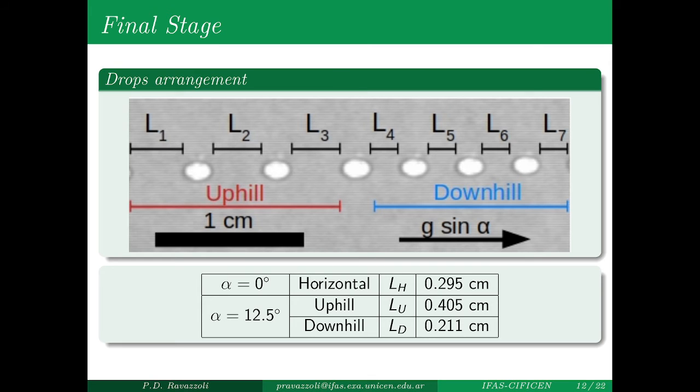In Table 1, I present the typical values of the dewetted length obtained for each case. This gives us the idea that the alpha variation could be used as a method to control the final distance between drops.